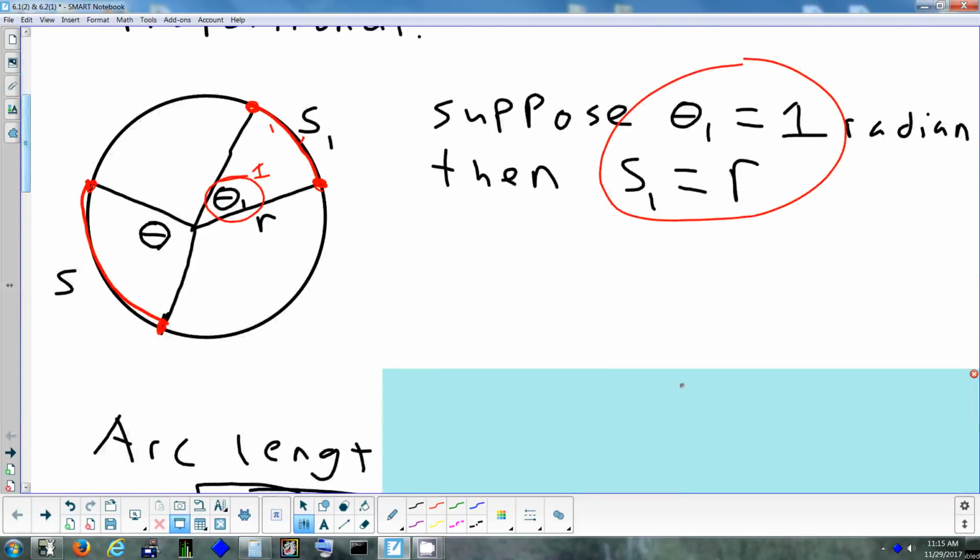There's lots of ways you can set up a proportion as long as you're consistent. Set it up the same way on each side. Let's compare the first angle to the first arc, and then I'm going to compare the other angle to the other arc. So I put angles on top, I put arcs on the bottom. Again, there's many, many other ways to set it up. Just be consistent on each side.